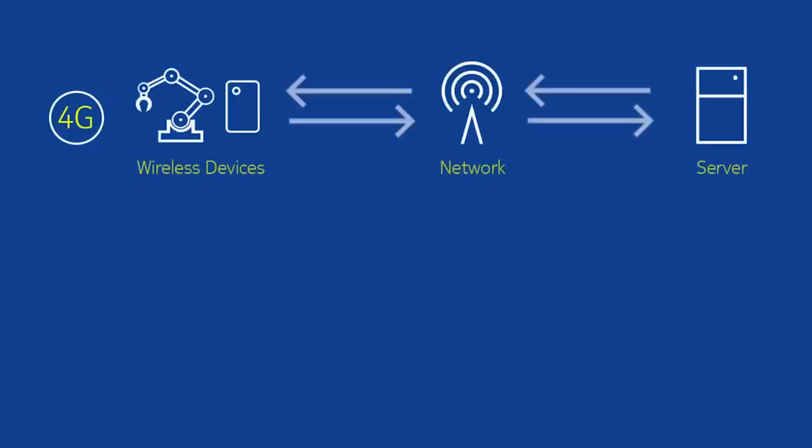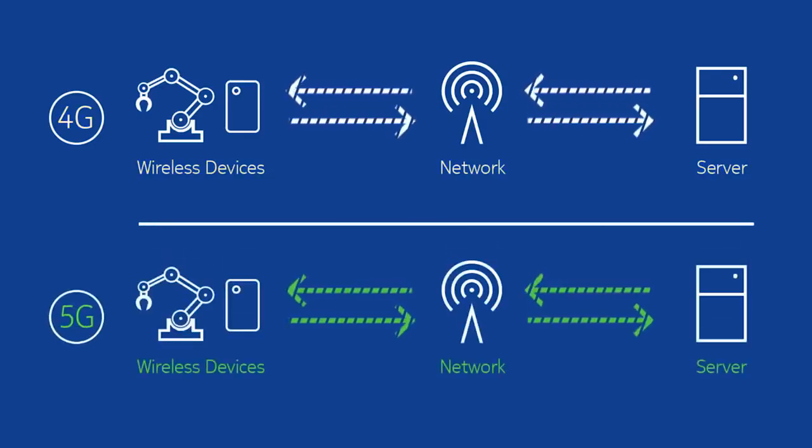With 4G today, there's higher latency in the network. So this is the amount of time it takes to transmit data from the device to the network and back again. With 5G, that communication path will allow you to communicate much quicker and you'll be able to control machines.